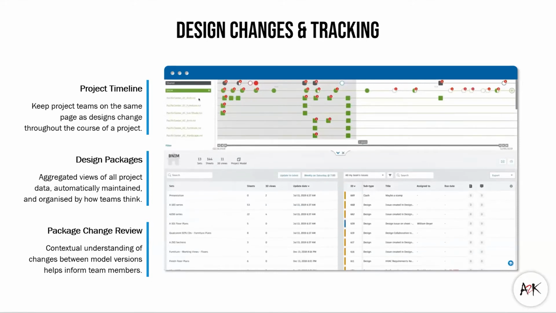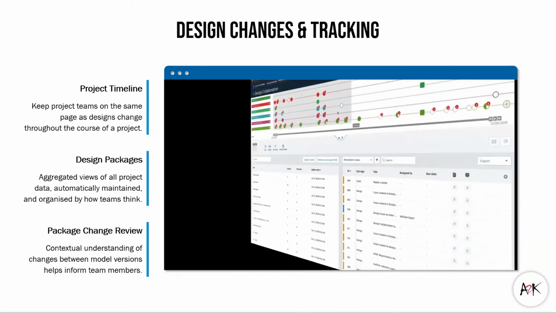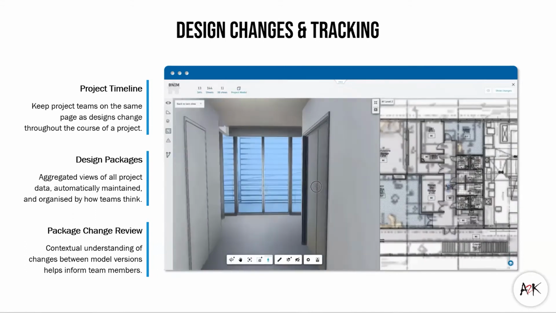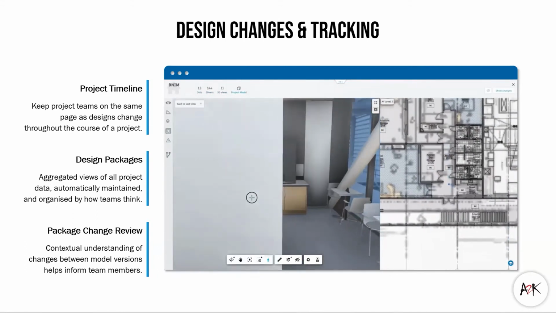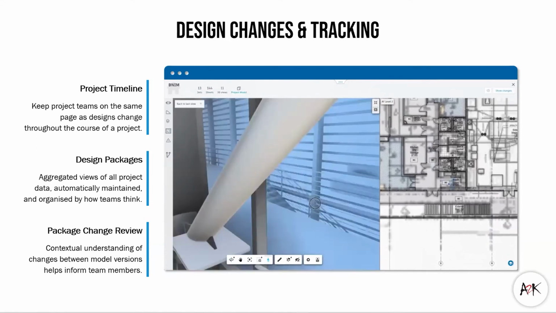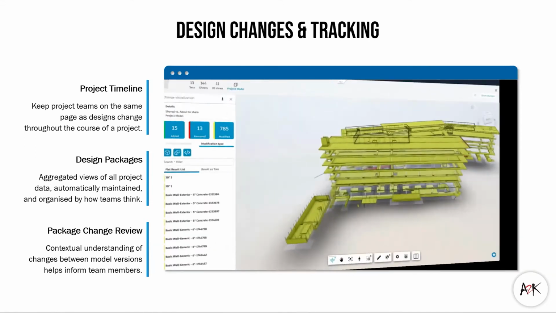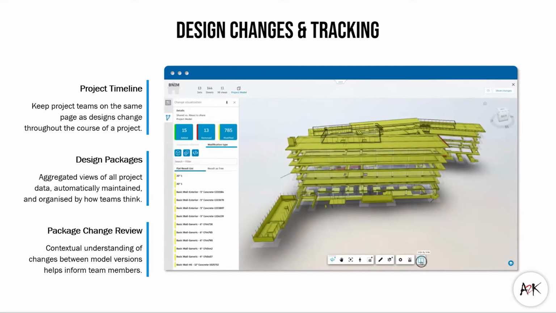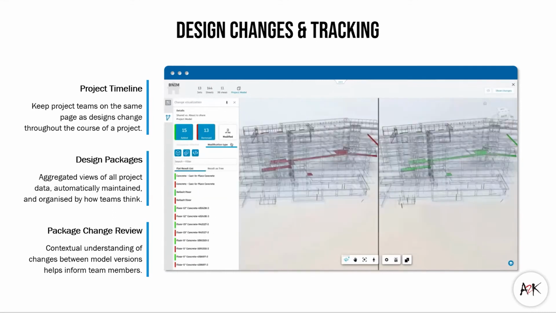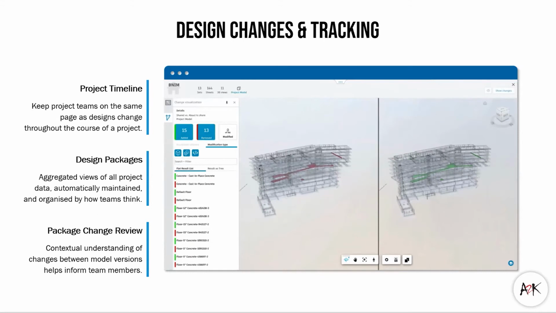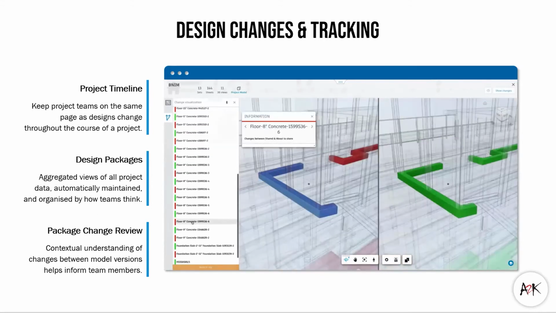But model coordination is not the only aspect that design reviewers need to monitor. As designs change throughout the course of a project, visualizing change and managing design iterations keeps project teams on the same page. Design leads from each discipline can package 3D views and sheets to share with the greater project team, ensuring clarity on what was changed and control over which designs are ultimately consumed.